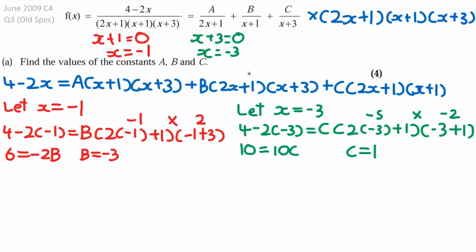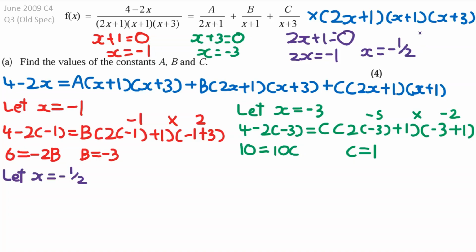And then finally, we're going to focus on this bracket here, so we want 2x plus 1 to be equal to 0, so 2x is equal to minus 1, so therefore x is equal to minus half, so we're going to let x equal to minus a half. If we do this, this bracket here is going to be equal to 0, so this is going to cancel out, and this term is going to cancel out as well, so we're just left with these two terms here.